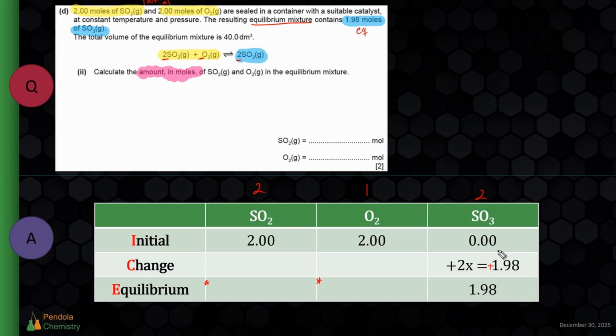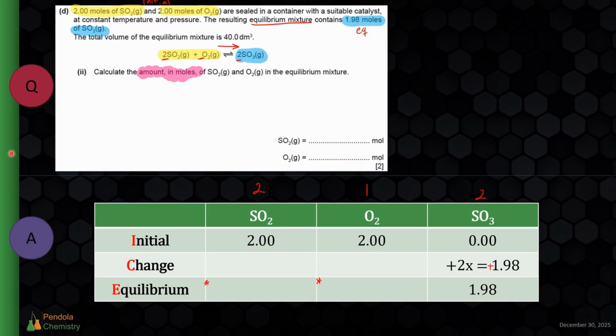That 2 to 1 to 2 ratio is going to reflect in the changes. Why do these changes happen? These changes happen because equilibrium is reached, by either the forward or reverse reaction happening. Meaning that if we made 1.98 moles of SO3, then that 1.98 moles of SO3 was made by the forward reaction that used up the SO2 and the O2. So the SO2 and the O2 are going to decrease in number of moles, according to a coefficient in the equation.